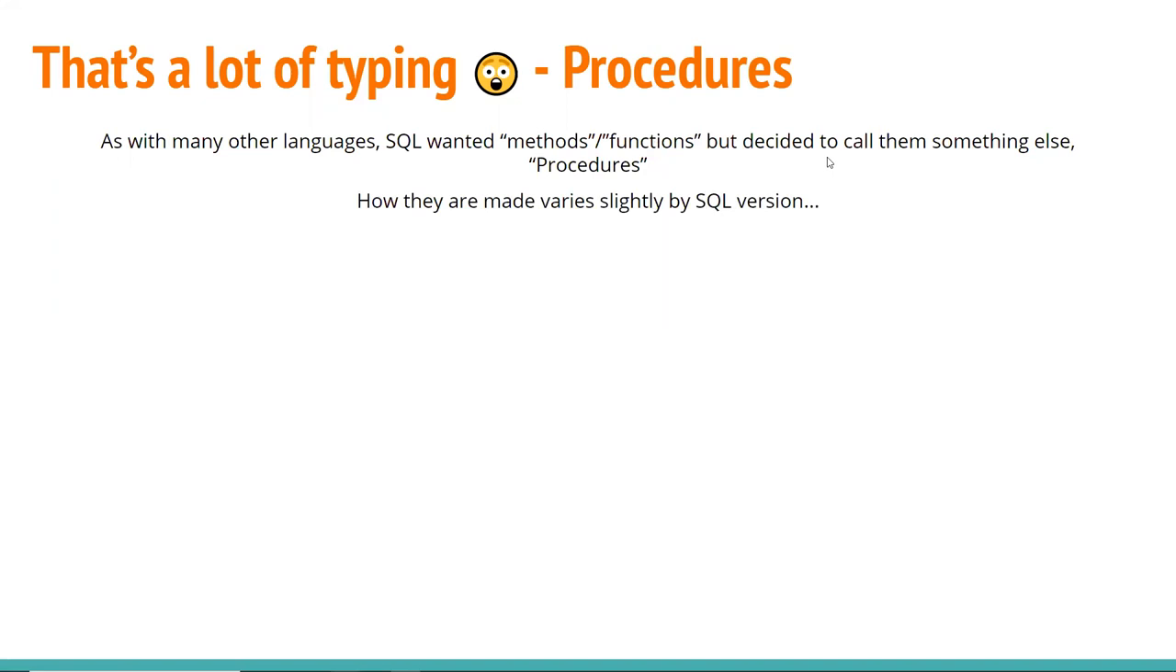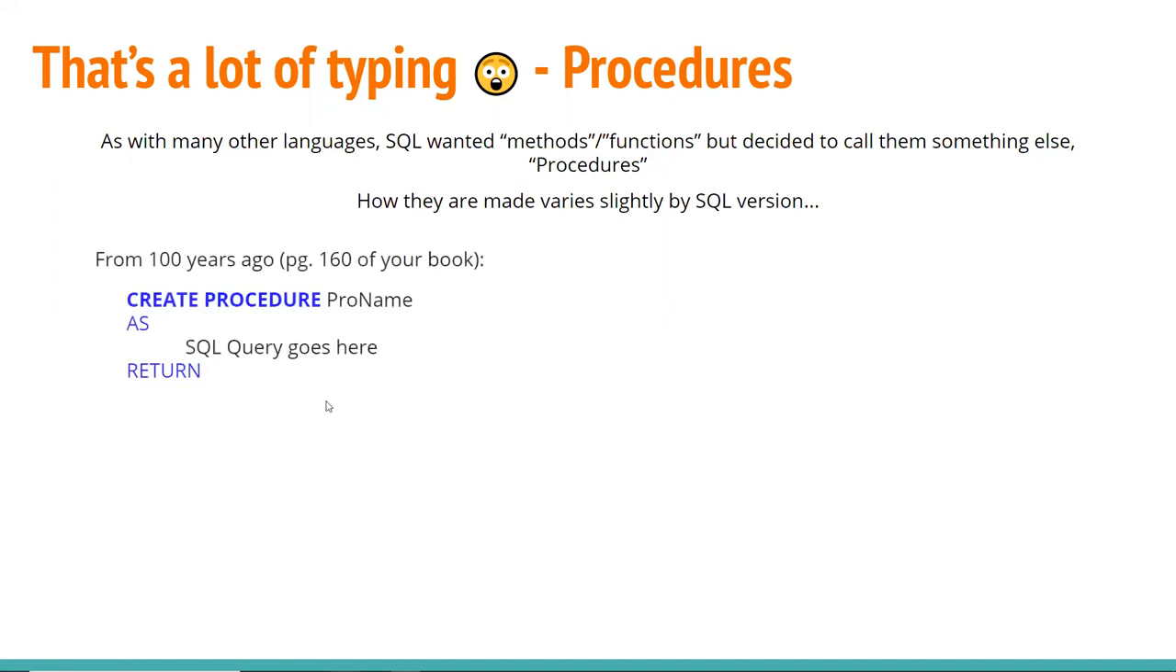So how we make SQL procedures varies slightly according to the version of SQL that you're using. Like the version in your book from 100 years ago looks something like this, okay? It says create procedure, whatever the procedure's name is, as, and then you put your SQL query there and then you type return, okay? That's a very old way of doing it. It's on page 160 of your book. And yeah, so if you see that format in a test or whatever, you'll understand it. It's nothing too hectic.